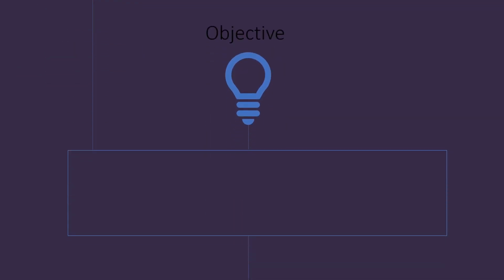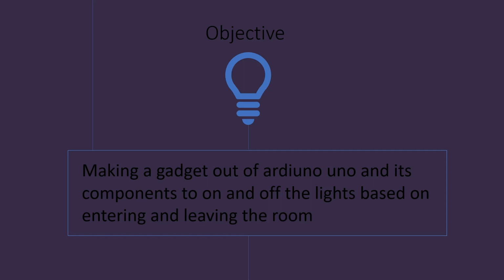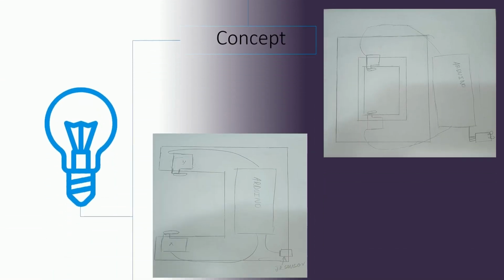So the main objective is making a gadget out of the Arduino Uno and its components to switch the lights on and off based on entering and leaving the room. So here's the concept. It's a very simple concept. You have two motors that push up and down to switch the light on and off. On the right-hand side is how I'm going to implement it, and on the left-hand side is the gadget itself.